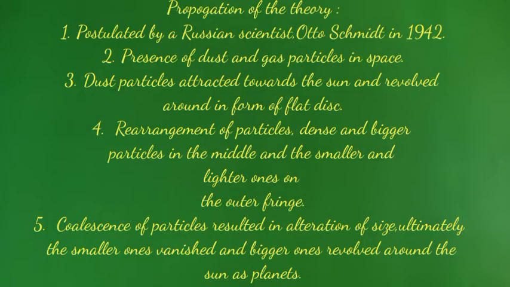Now there was a redistribution and rearrangement of the dust particles when they started revolving around the sun. It happened in such a way that the larger dust particles were formed almost at the center, while the smaller particles were in the outward portion.